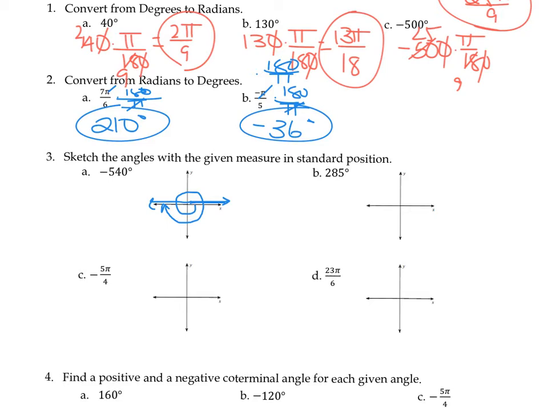For 285, again, start on the positive x-axis. And it's positive, so I'm going counterclockwise, and then I'm going to the 4th quadrant.